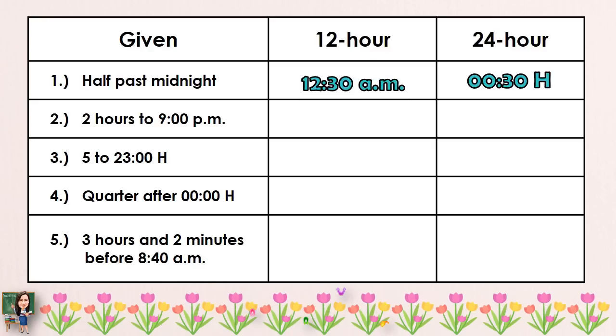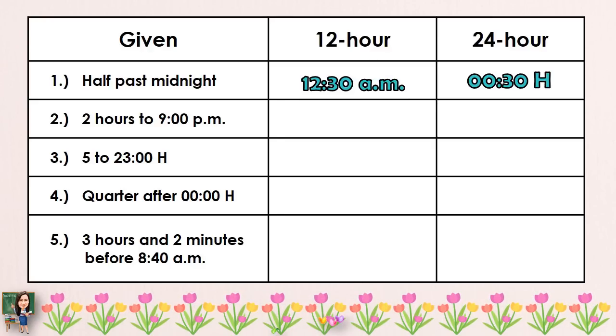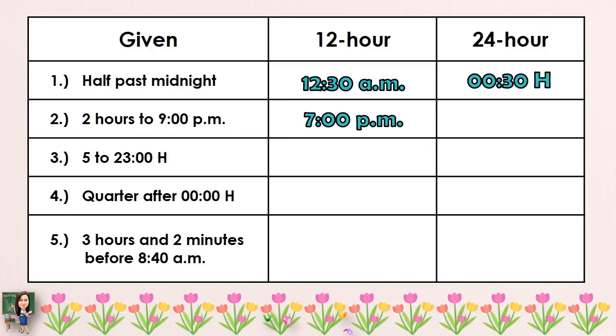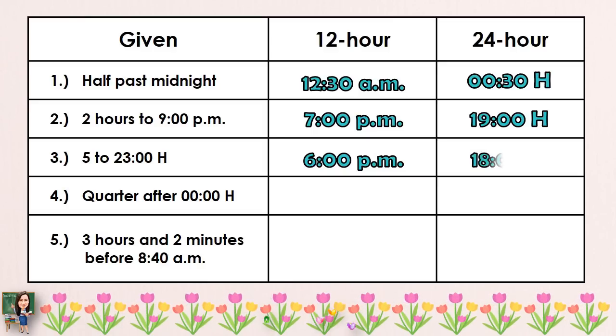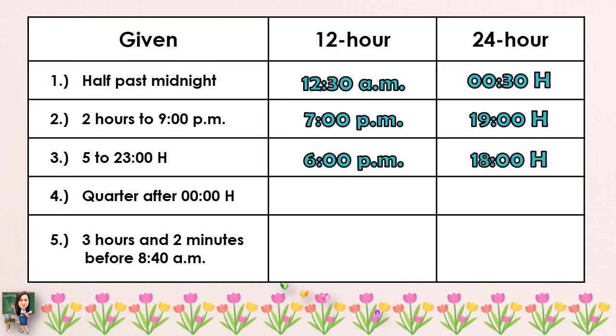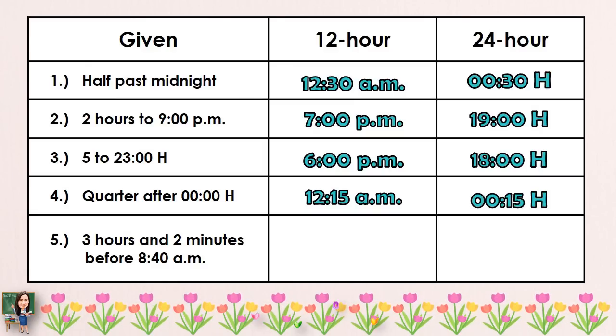Number 2, 2 hours before 9 o'clock p.m. In 12-hour, it is 7 o'clock p.m. In 24-hour, it is 1900 hours. Number 3, 5 hours before 2300 hours. In 12-hour, it is 6 o'clock p.m. In 24-hour, it is 1800 hours. Number 4, quarter after 0 hours. In 12-hour, it is 12:15 a.m. In 24-hour, it is 0015 hours.